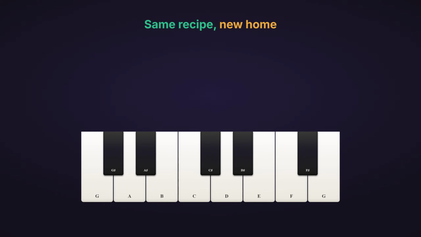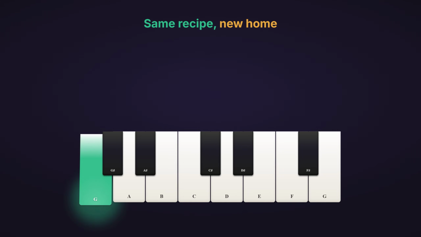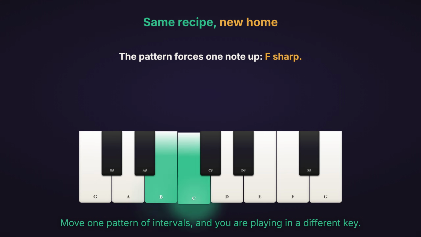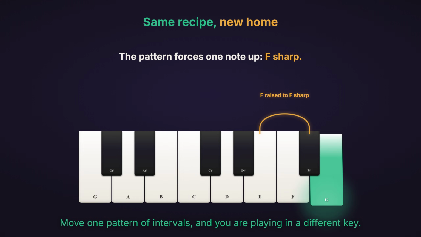And that is the real power, because a scale is a pattern of intervals and not a fixed set of keys. The pattern moves. Keep the recipe exactly the same, tone, tone, semitone, tone, tone, tone, semitone, but start it somewhere new. Start on G this time instead of C, and follow the very same steps. As you do, the shape forces exactly one note up to keep the pattern true. The F becomes F sharp, so that the gaps still come out as tone, tone, semitone, tone, tone, tone, semitone. Listen. G, A, B, C, D, E, F sharp, G, climbing home to the octave.